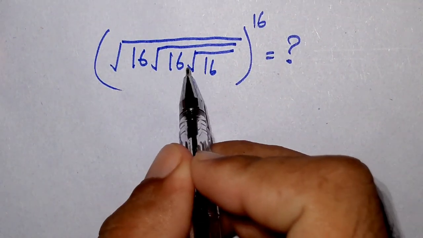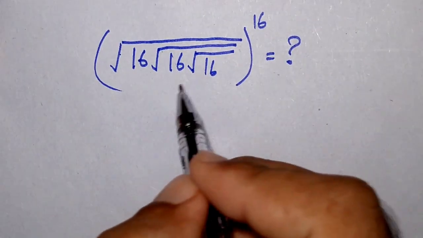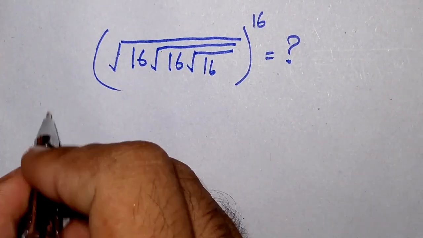We have to simplify the most interesting question, that is, the square root of 16 under square root of 16 under square root of 16, to the whole power of 16. We have to simplify this by a very easy method. Solution.